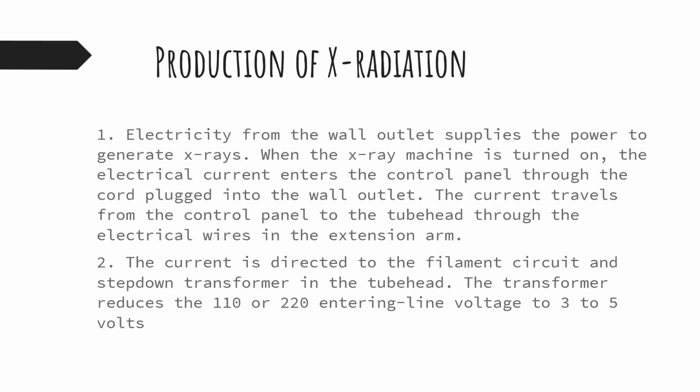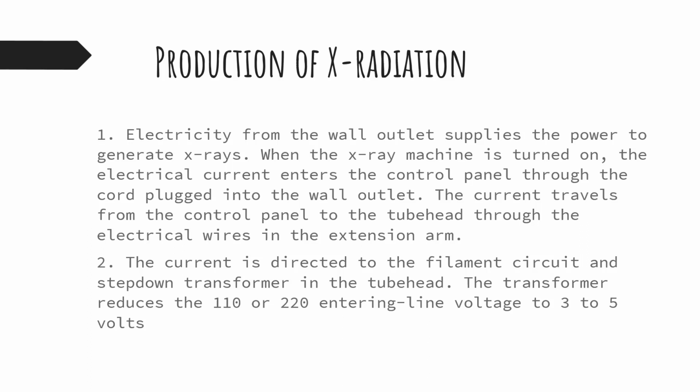So, the production of X-rays. This is the step-by-step procedure, how exactly it happens. All right. So we plug in our X-ray machine, so electricity flows. The machine turns on, so the electrical current enters the control panel through the cord. Right. So the current travels from the control panel to the tube head through the electrical wires in the extension arm.